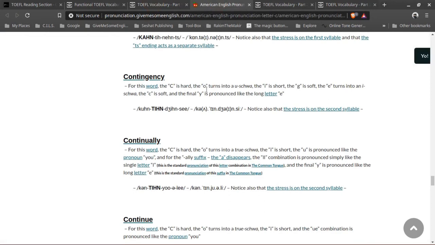Contingency. For this word, the C is hard. The O turns into a U schwa. The I is short. The G is soft. The E turns into an I schwa. The C is short. The final Y is pronounced like the long letter E. What does all that mean? Well, this is the word spelled phonetically. Contingency. Notice also that the stress is on the second syllable. That's why it's in bold and in capital letters.